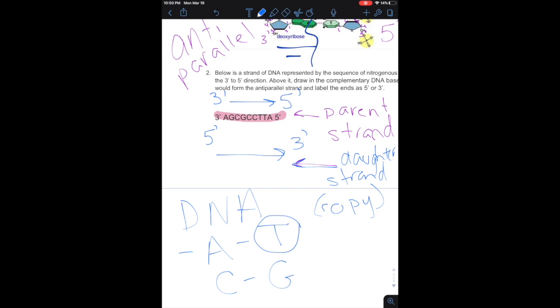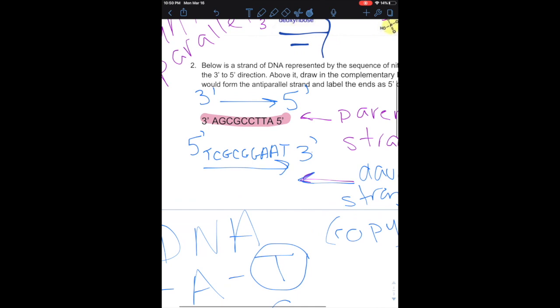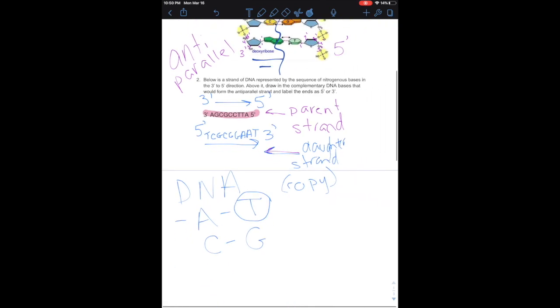So if we write in the complementary daughter strand, adenine bonds with thymine, guanine, cytosine, cytosine, guanine, guanine, cytosine, cytosine, guanine, cytosine, guanine, thymine, adenine, thymine, adenine, adenine, thymine. Copying from 5' to 3'. So that would be the anti-parallel strand of the DNA.